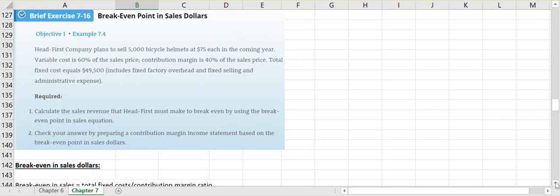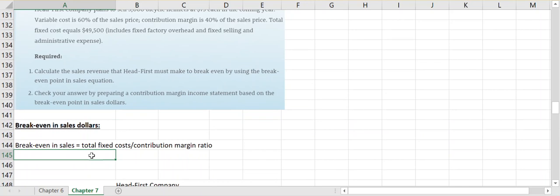When we want break-even point in units, the denominator of our calculation is the contribution margin per unit. When we're looking for our break-even point in sales dollars, the denominator of our equation is our contribution margin ratio. For us, our total fixed cost is $49,500, and our contribution margin ratio is 40%. So when we do our calculation, it tells us that we need to generate $123,750 in sales revenue in order to break even.